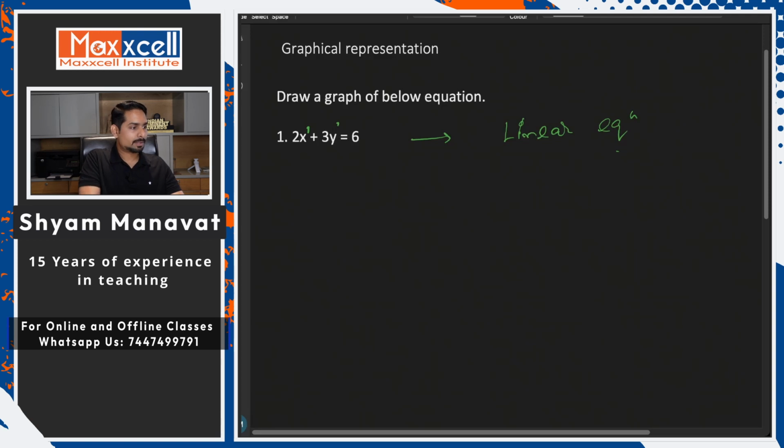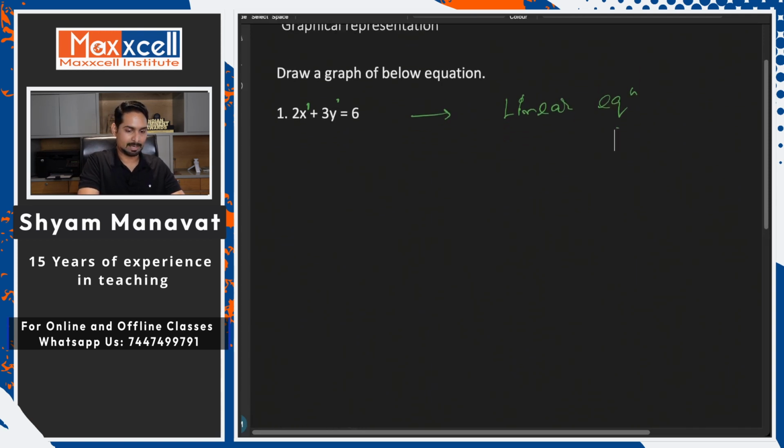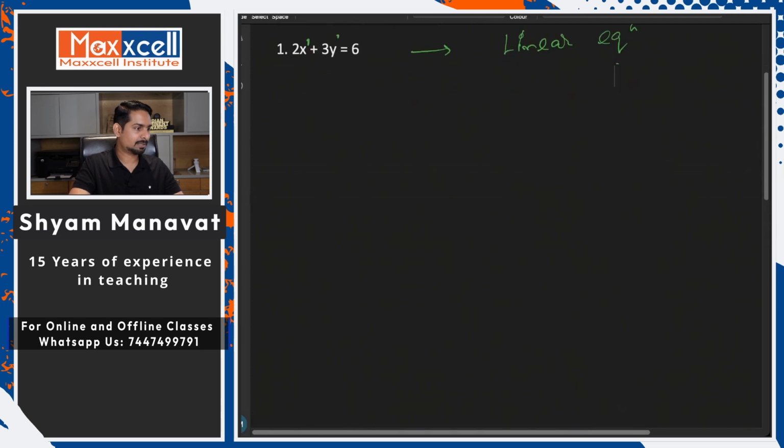Some basics of graph which all of us should be aware of. I'm sure you must have seen this kind of graph. Yes, let me draw this for you. Horizontal line, and here we have a vertical line.